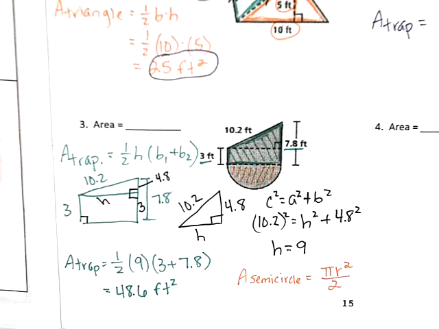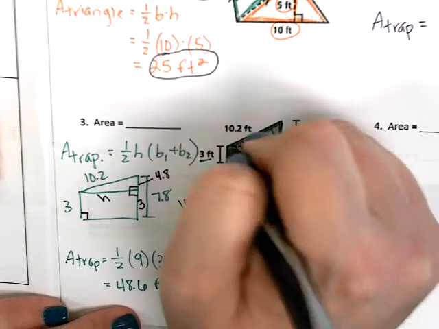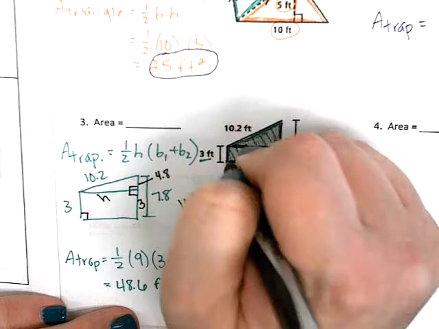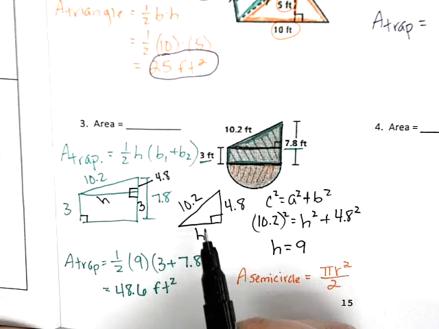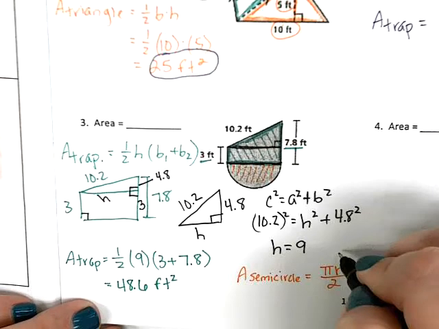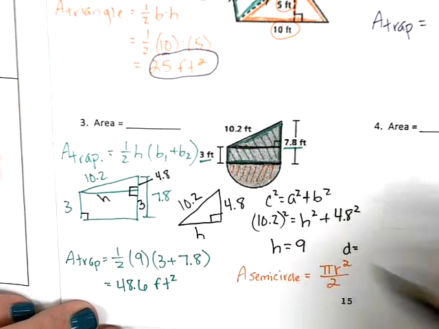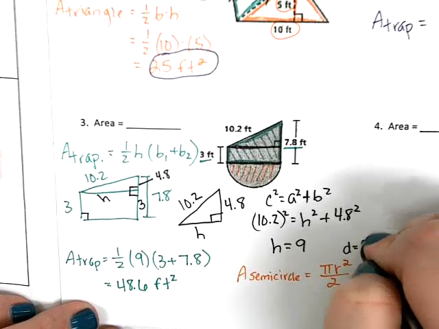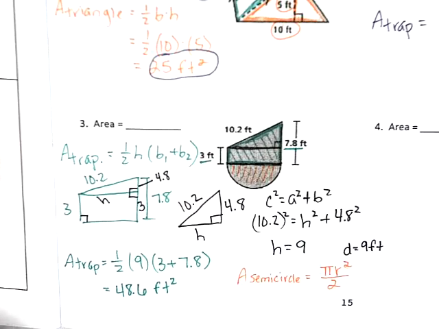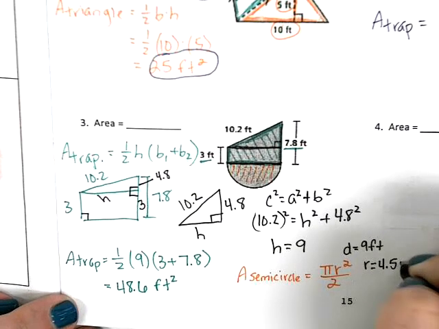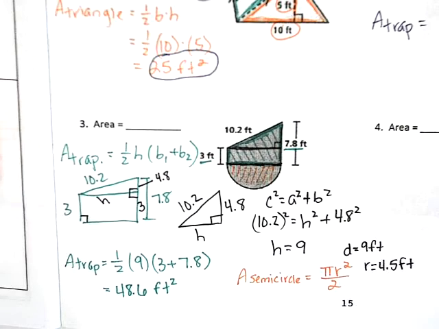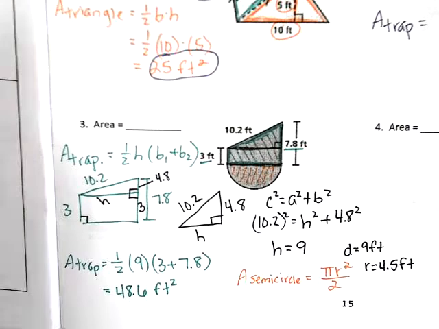So let's take a look at that real quick. We found that the height of our trapezoid is 9. That means that this diameter here is also 9. So the height is 9 for our trapezoid, but the diameter of our circle is also 9. To get the radius, we're going to have to cut that in half. So the radius is 4.5 feet. Hopefully you guys know that the diameter is twice the radius, excuse me. Wow, I can't speak today.